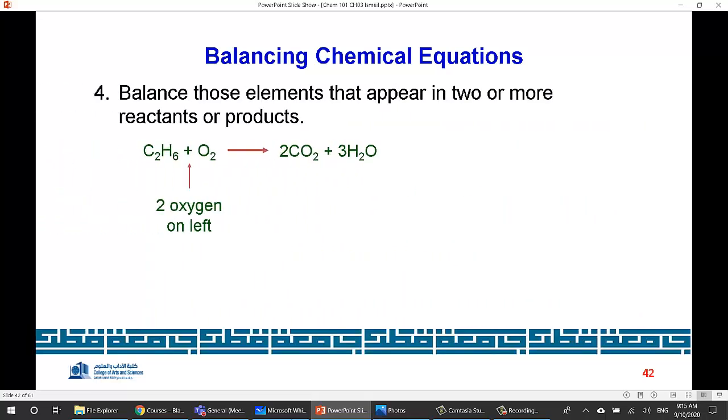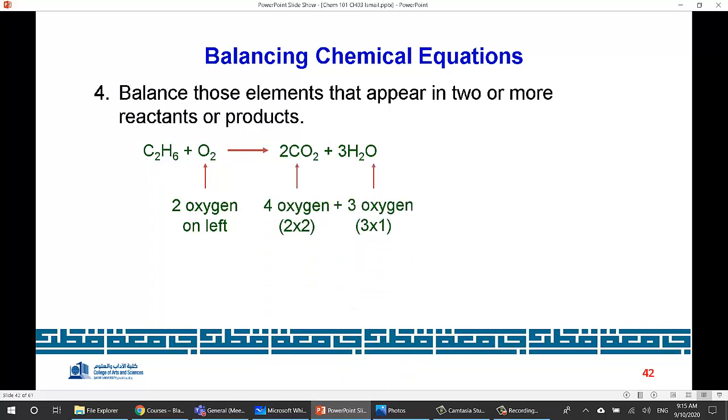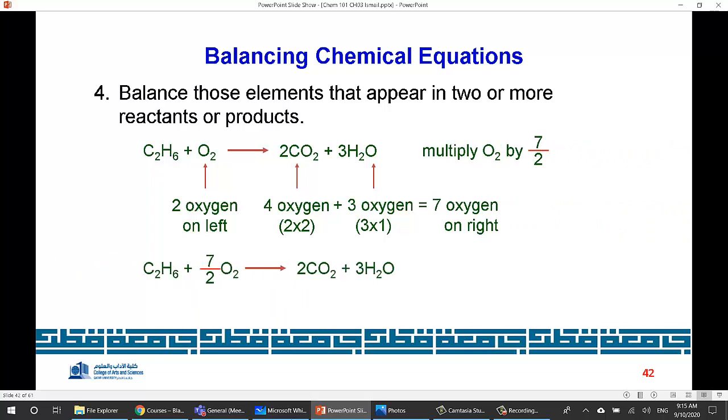Okay? How many oxygens do you have here? We have 2. If you count the oxygens to the right, we have 4 and 3, which is 7, right? So these are not balanced. So the best way to do it is to multiply the oxygens by 7 divided by 2. So the equation is balanced now. So this is a balanced equation, but the problem with it is that it's balanced with fractions.